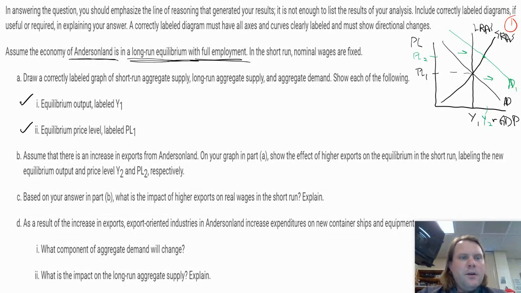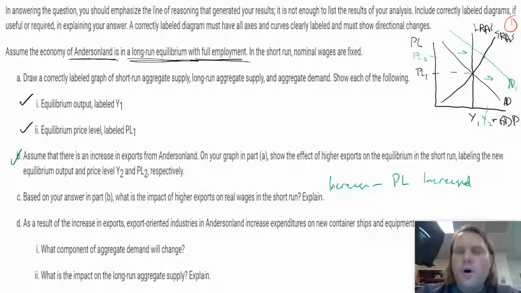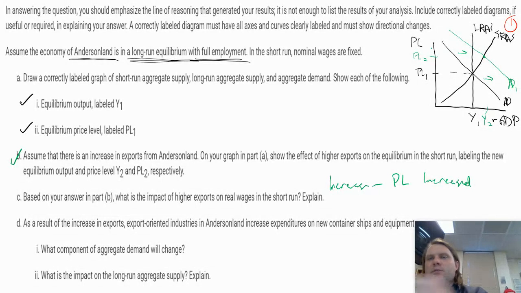All right. Based on your answer in part B, so we've check marked part B, what is the impact of higher exports on real wages? Increase. Price level increased. Okay, and you might want to mention that a little bit more. Like I said, a little more detail there. But our increase in demand increases the price level. It's going to increase our wages as we produce more stuff.